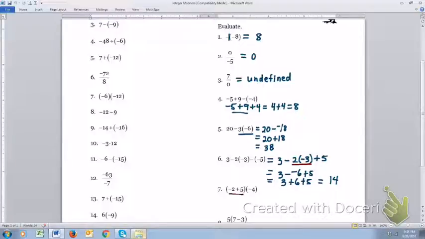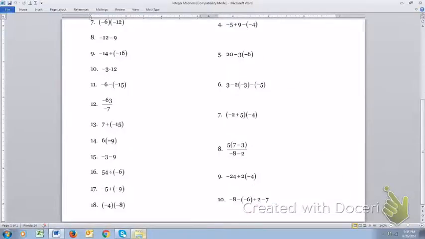Alright, let's look at the next one. So we always want to start inside parentheses. We have something we can simplify inside parentheses, so let's do that. We're going to get 3, and then that's going to be multiplied by -4, and so you get -12. Alright, let's move on to the next one.